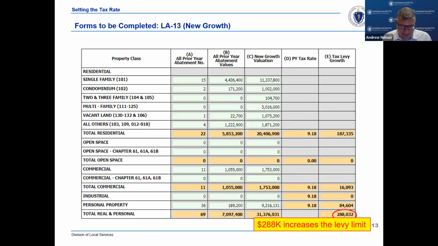We included an LA13 in here, just so you would have some backup for where the numbers came from. You'll see that there's $288,032 of new growth in this community. That number carries through onto the levy limit worksheet. I'm not going to get into how to fill this form out. It is a BLA form, and if you have questions about it, you can reach out to your BLA representative.